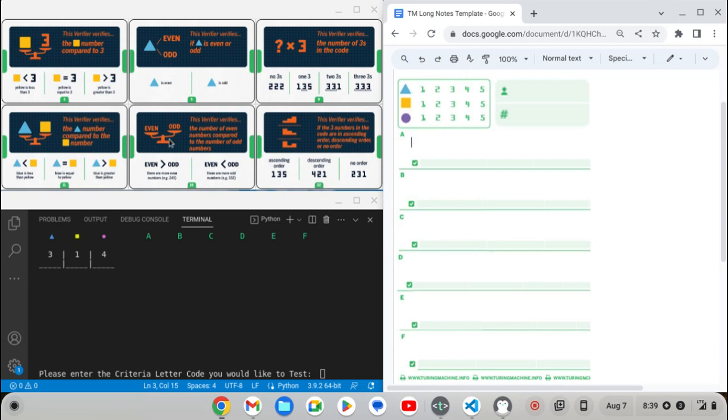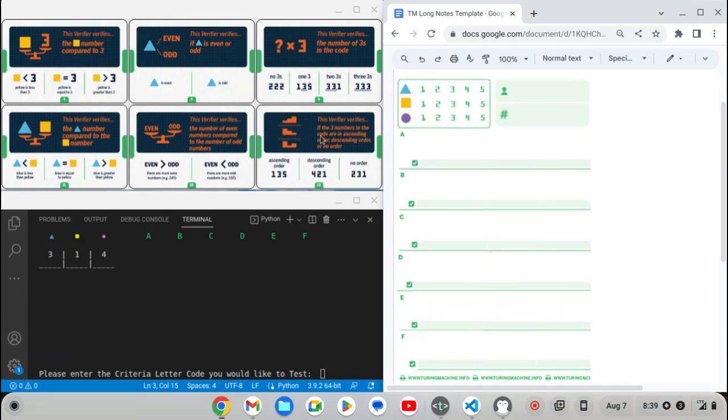Next, criteria card E again looks at our 3-digit solution, except this time it'll tell us a little bit about the ratio of even to odds. So should there be more even than odds, or should there be less even than odds?